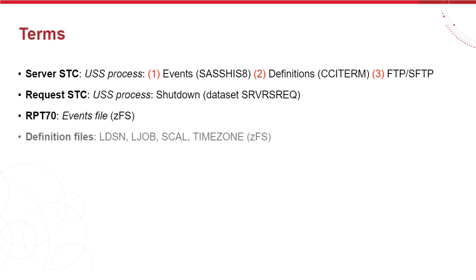There are 4 definition files delivered to AAI for it to populate its own database. LDSN, which contains dataset definitions needed to model CA7 dataset dependencies. LJOB, which are the job definitions. SCAL, which contains calendars, and timezone, which contains the time zone value where the instance of CA7 is executing. These 4 files are generated in the ZFS using the CCI term CA7 API.